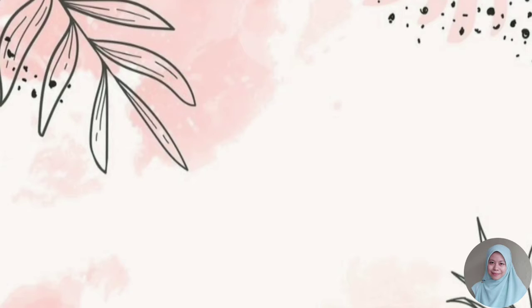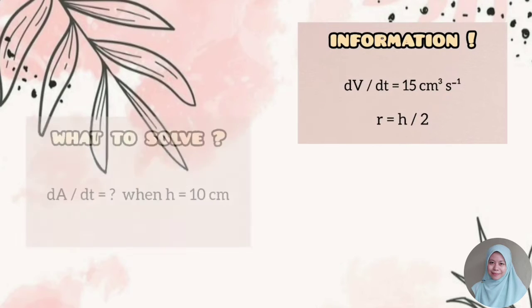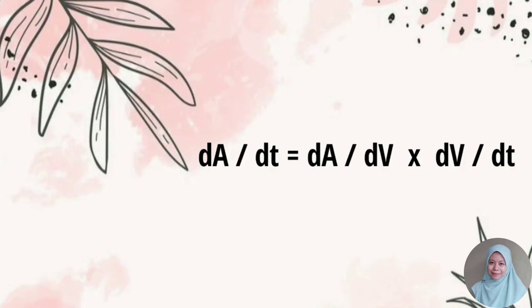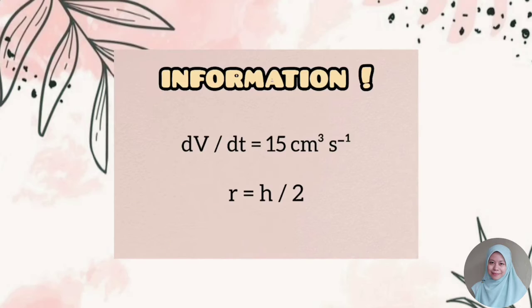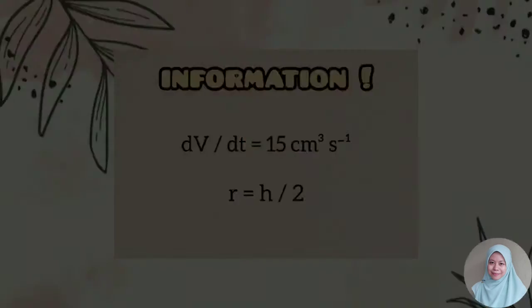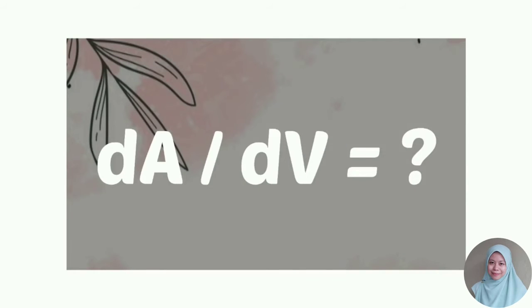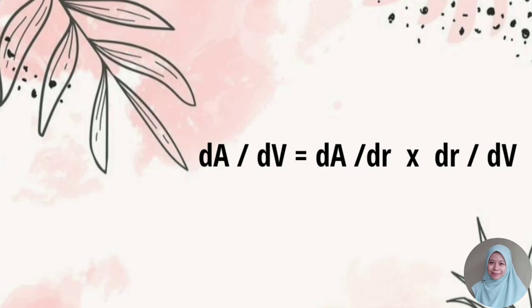In this question, this is the information given and this is what we want to solve. To find dA over dt, first we must know what derivative to use. In this question, the derivatives that we use are dA over dV and dV over dt. We already know our dV over dt is equal to 15 cm cubed per second. So how to find dA over dV? We can find dA over dV by multiplying dA over dr with dr over dV.